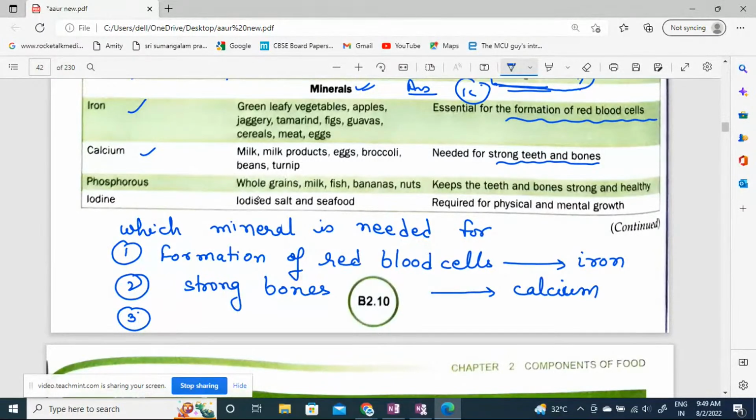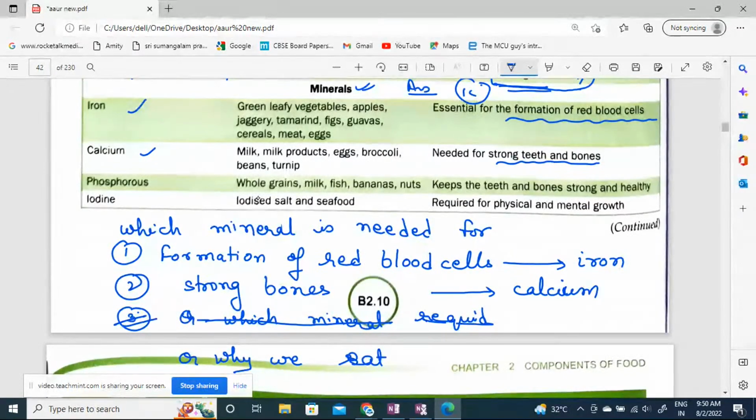Okay. Yeah. Next question. Which mineral is required for, or there's one more question like this. Why do we eat salt?